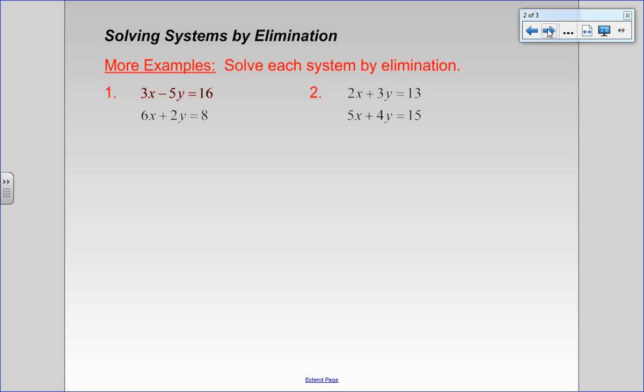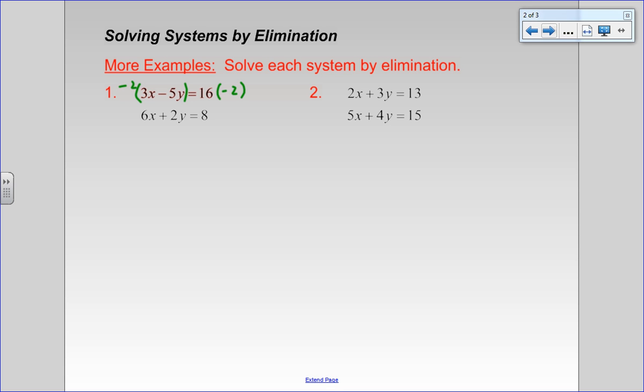Our first equation is 3x minus 5y equals 16. And the second equation is 6x plus 2y equals 8. Now both equations are written in the form ax plus by equals c. But if we examine the coefficients of x and the coefficients of y in these equations, we see that neither pair of coefficients is opposites. So in order to obtain opposite coefficients for one of our two variables, the simplest way to do that is to multiply the first equation by negative 2 on both sides. And we can see that if we do that, our first term will be negative 6x, which is the opposite coefficient to the first term in our second equation.